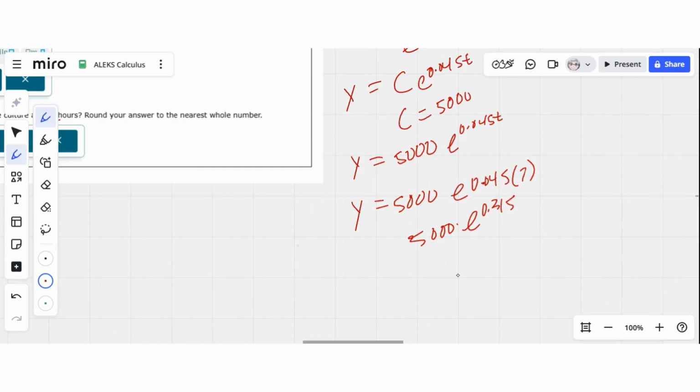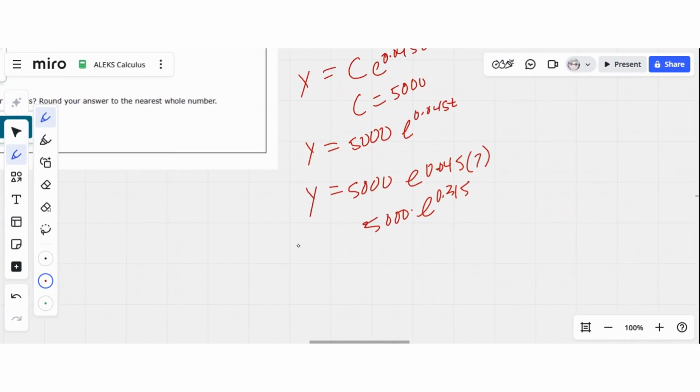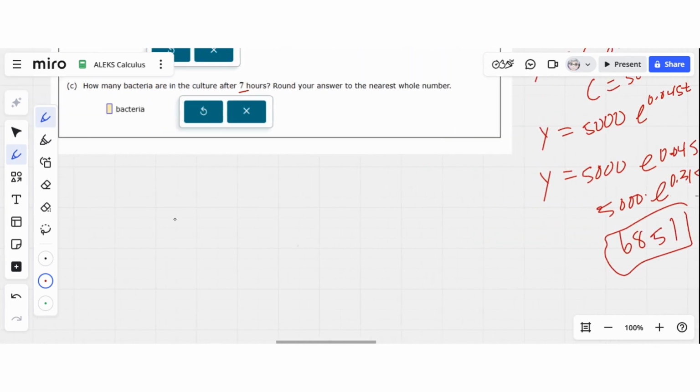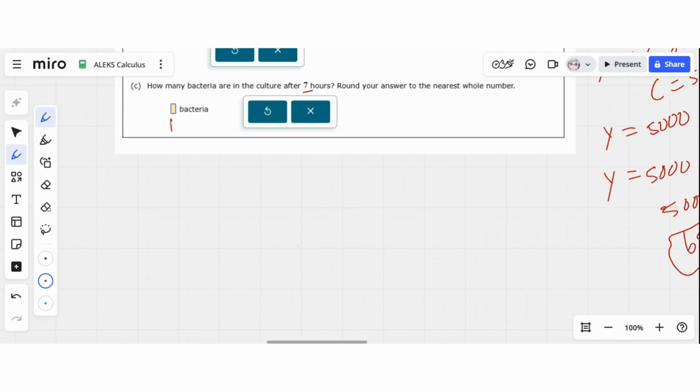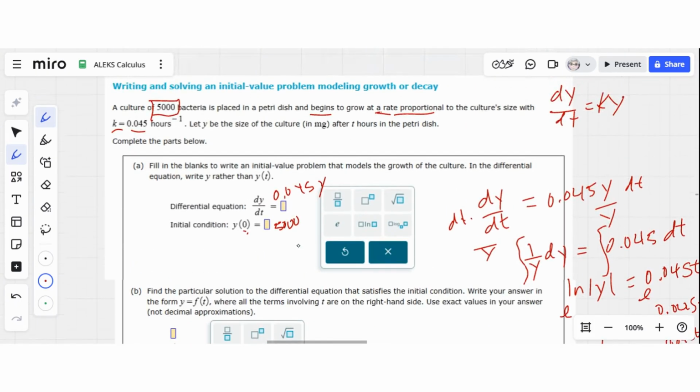Just doing this on my calculator here. And does it want the nearest whole number? Yes. I am getting, you can verify this on your own, I'm getting 6,851 point a little bit. That's our nearest whole number. So we have 6,851 bacteria after 7 hours. So that's a little more work with using these differential equations for modeling growth and decay.